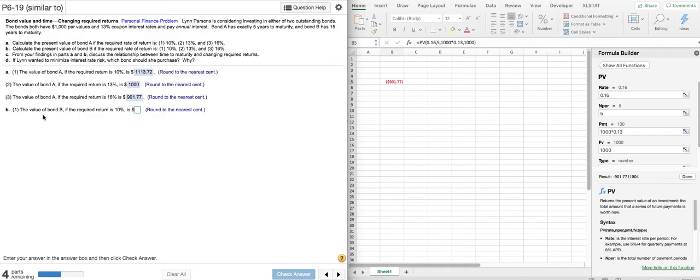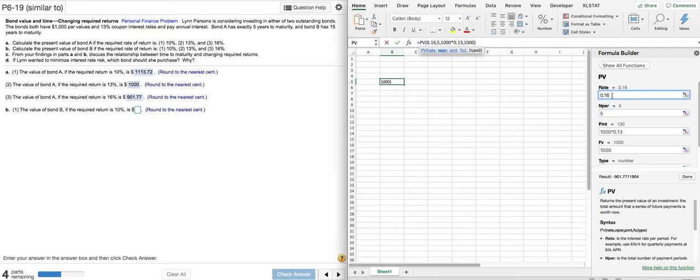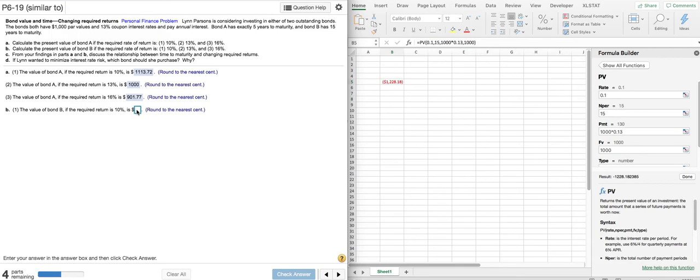So the value of Bond B, if the required rate is 10%, so a couple things here to change. We'll put the required rate back at 10%, and remember that Bond B has a 15-year maturity, so we just need to change the number of periods to 15. And that'll give us the value of Bond B at 10%, so $1,228.18.